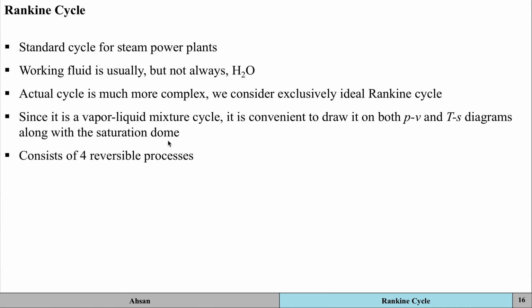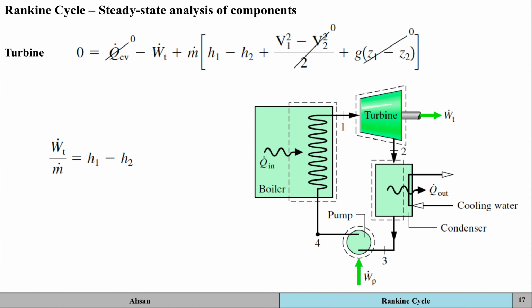And other than that, right now we're looking at the ideal Rankine cycle first of all. Then we're going to look at the modifications as well. So for an ideal Rankine cycle, before we dive into that, we need to look at our components and analyze them as well. So you've got a turbine, a condenser, a pump, and a boiler. I'm going to start off with the turbine.